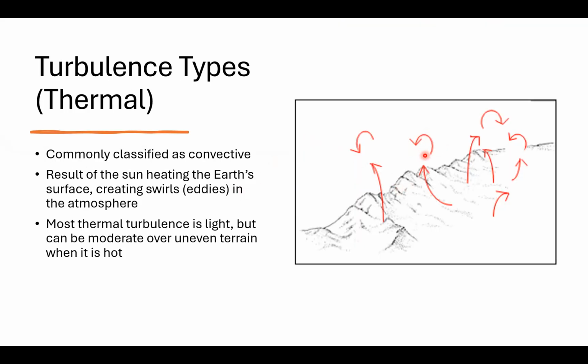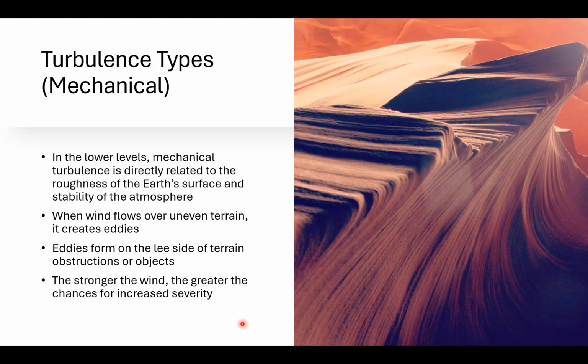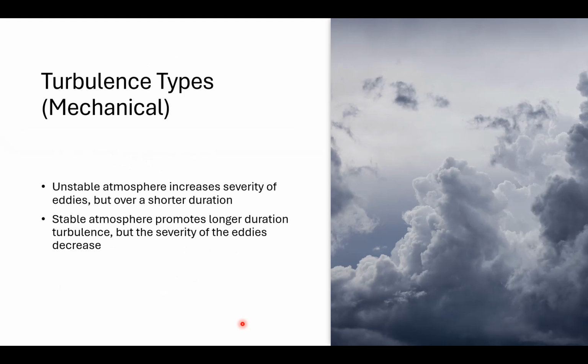We kind of already talked about that right here, right? These little swirls. These eddies form on the lee side of terrain obstructions or objects. Again, the stronger the wind speed, the greater the chances for increased severity. With mechanical turbulence, the unstable atmosphere increases the severity of the eddies, but over a shorter duration.